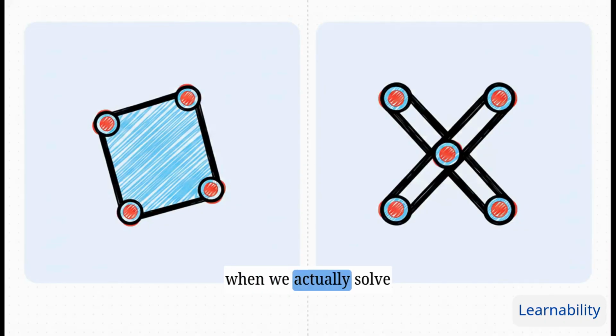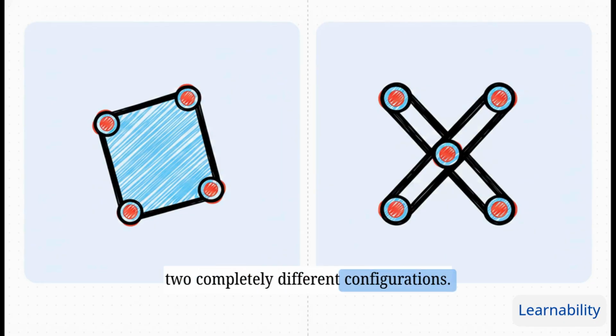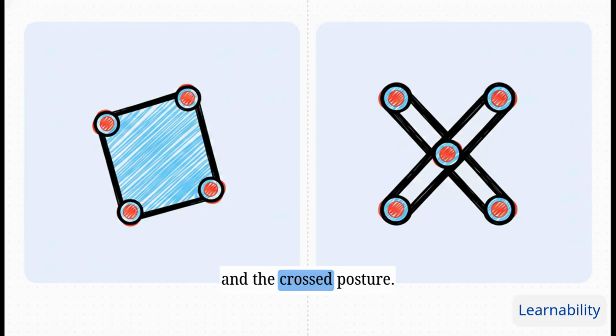Now, when we actually solve these loop closure equations, the math frequently spits out 2 completely different, perfectly valid answers. This proves that the exact same machine parts with the exact same lengths can actually be assembled into 2 completely different configurations. In a classic 4-bar linkage, we call these the open posture and the crossed posture.